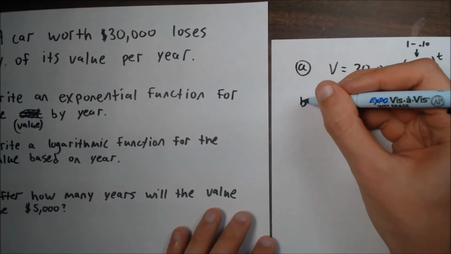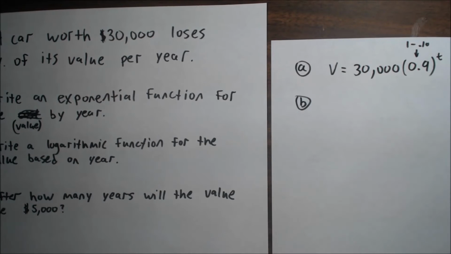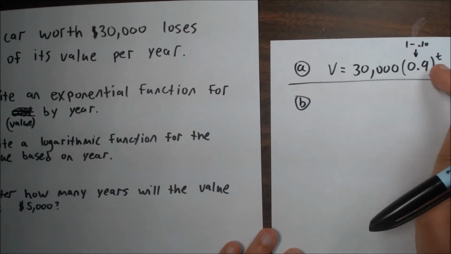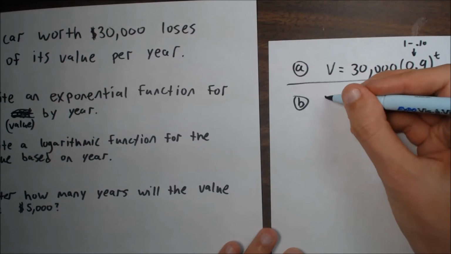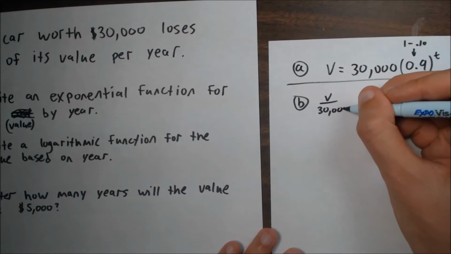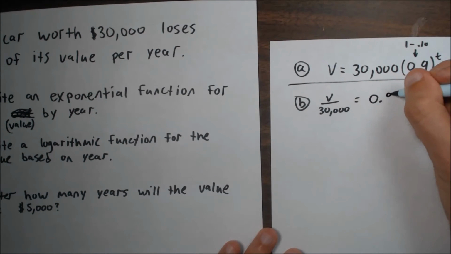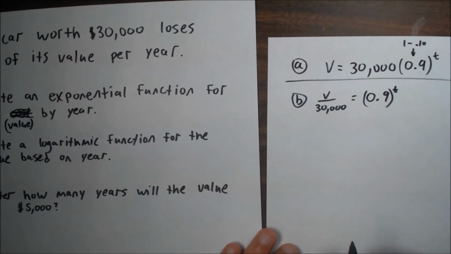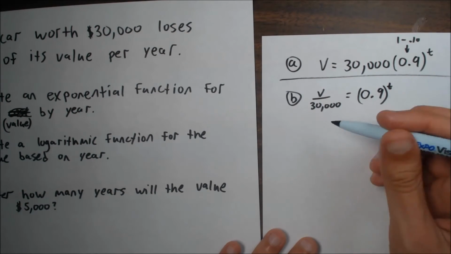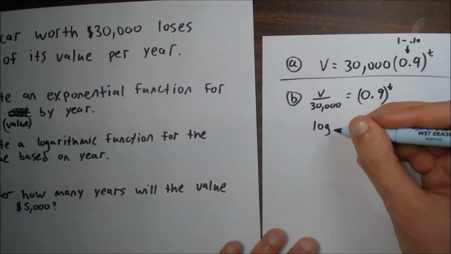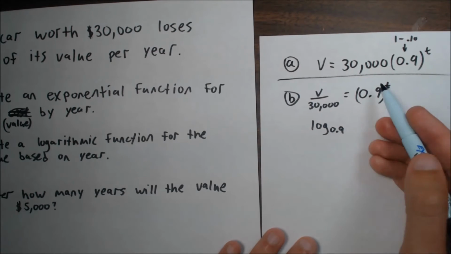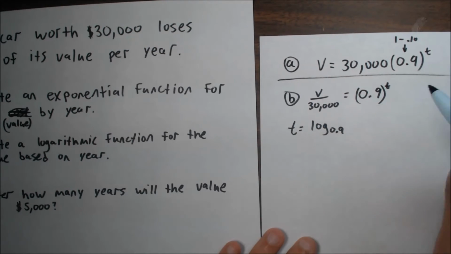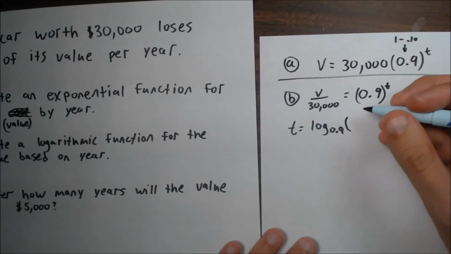So for question B, we're going to actually write out this formula as a logarithm. Well, the first thing I would need to do is divide both sides by 30,000, because you've got to get the exponent part by itself. Okay. And now that I've got the exponent by itself, I can rewrite this as a logarithm equation. So now I'm going to say log base 0.9. The base is still the base. The other two parts switch. So t goes to the other side, and this part becomes what's inside the logarithm.